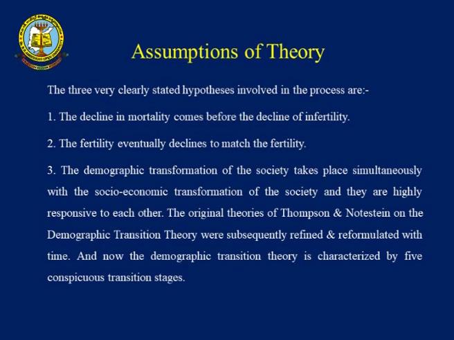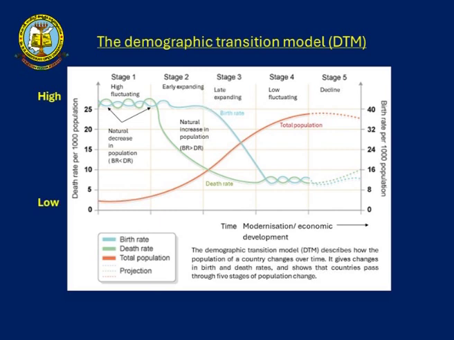The original theory of Thompson on demographic transition was subsequently refined and reformulated with time. And now, the demographic transition theory is characterized by 5 conspicuous transition stages. So let us discuss in detail these transition stages. As you can see in the demographic transition model, this describes how the population of a country changes over time. It gives changes in birth and death rates and shows that a country passes through 5 stages. So let us discuss the first stage.